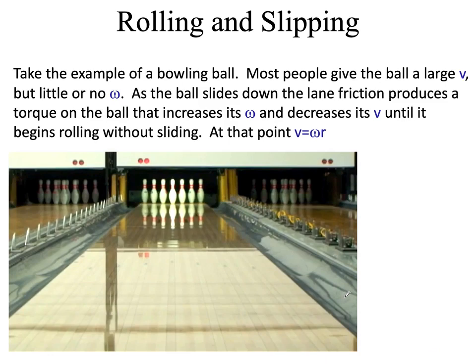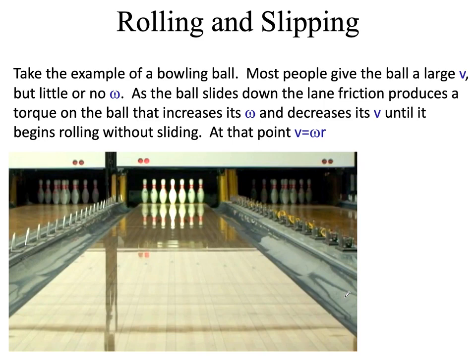So, take another example of this. Most of you have been bowling before. When you release the bowling ball, you give it a large velocity, but almost no omega, no angular velocity. And the ball actually slides down the lane. While it does that, friction produces a torque on the ball that slowly increases its omega and decreases its velocity until it begins rolling without sliding or slipping. At that point, v is equal to omega R.